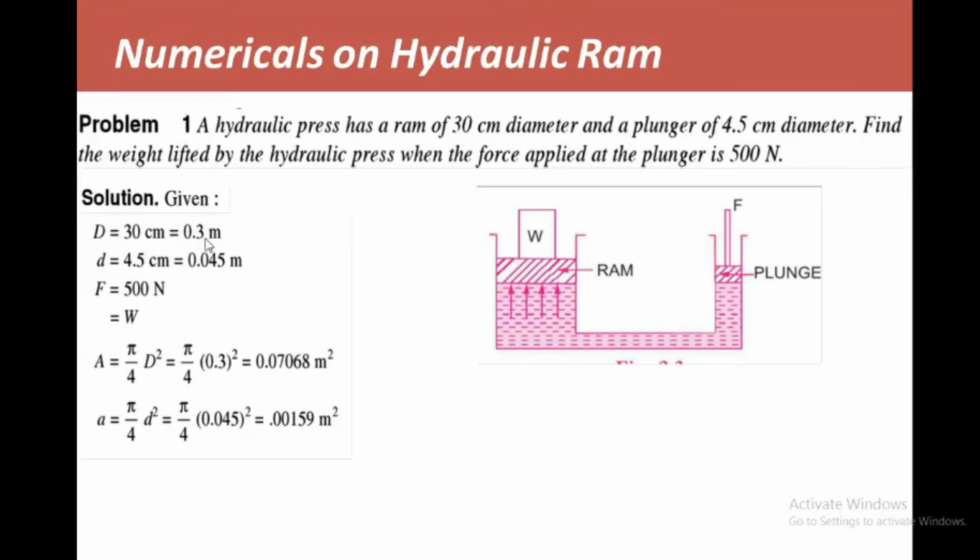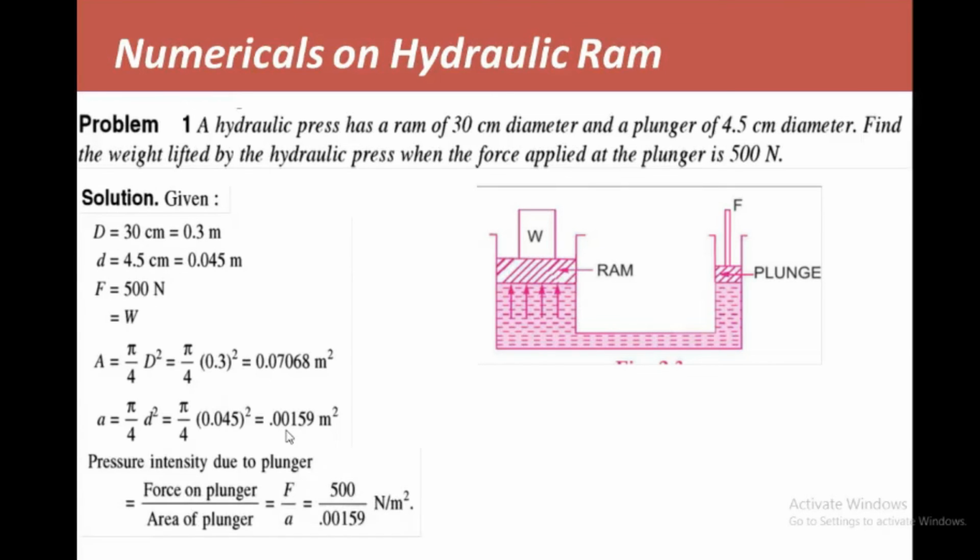So capital D is 30 centimeter, 0.3 meter, small d is 4.5 centimeter, that is 0.045 meter. Then you can calculate the areas, capital A and small a. Capital A is pi by 4 capital D square, small a is pi by 4 small d square. So pi by 4 into 0.3 square, and pi by 4 into 0.045 square. So capital A is 0.07068 meter square, and small a is 0.00159 meter square.